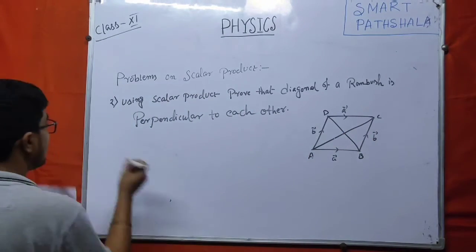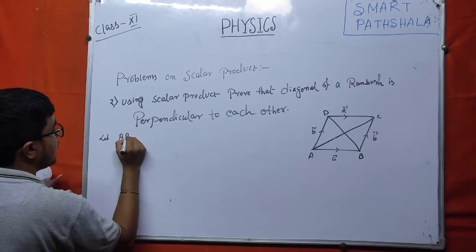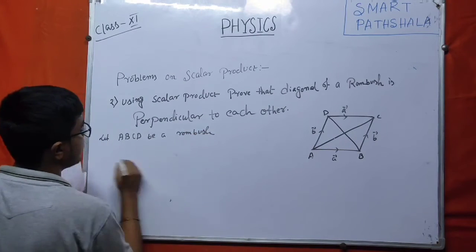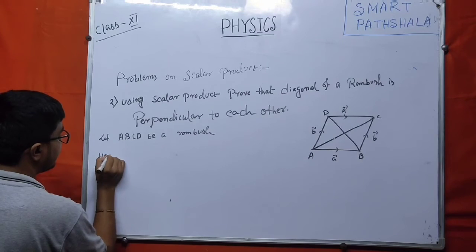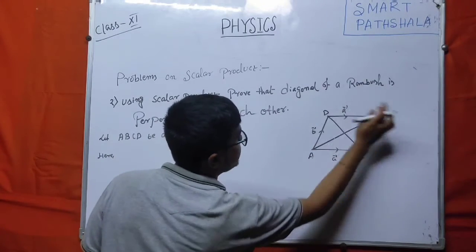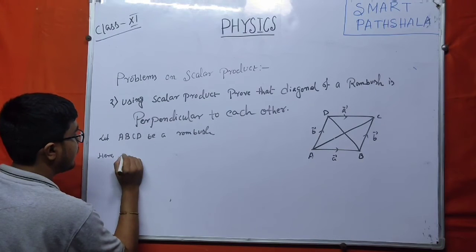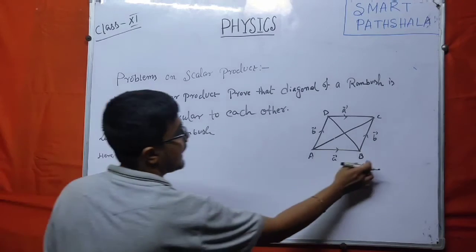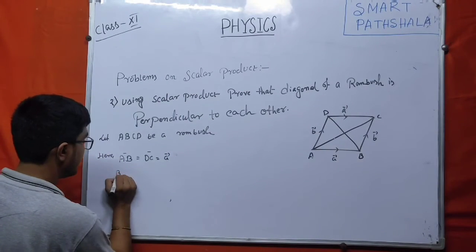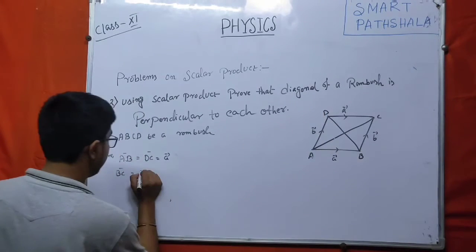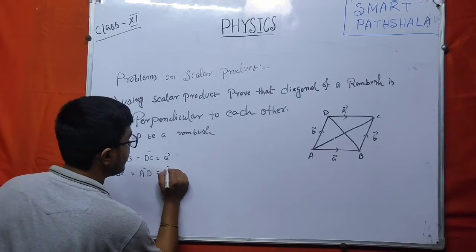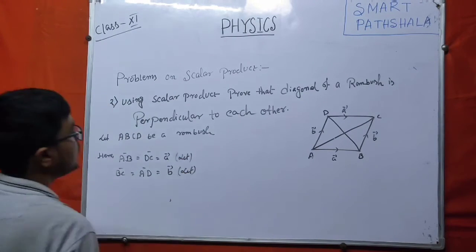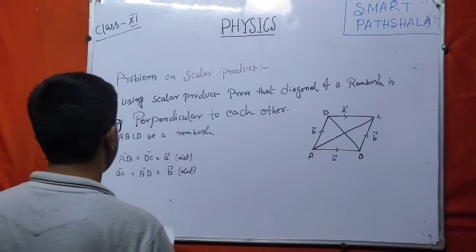So let ABCD be a rhombus. Here AB equal to DC is equal to a vector, and BC equal to AD equal to b vector. We have considered these two.